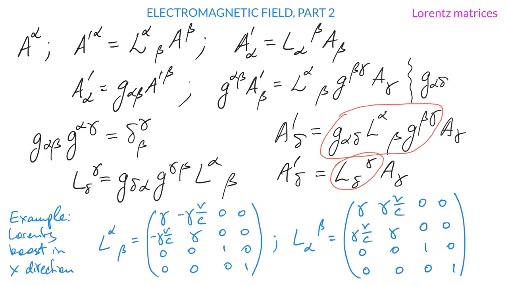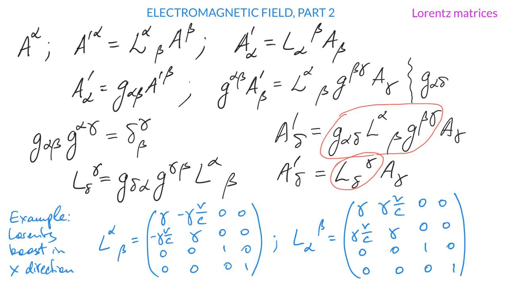Here's an example of the L matrices acting on contravariant and covariant components for the Lorentz boost in the x direction. So notice that when you lower one index and raise another, if the two indices are both space-like or both time-like, there is no sign change. But when one is time-like and one space-like, the sign reverses. So this term minus gamma v over c has an opposite sign in the two matrices.